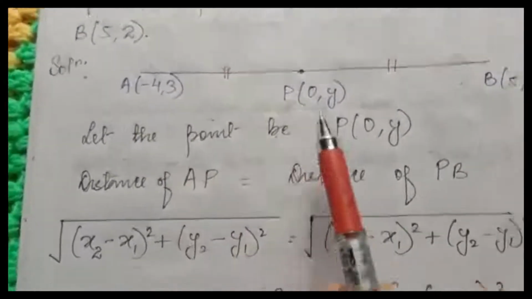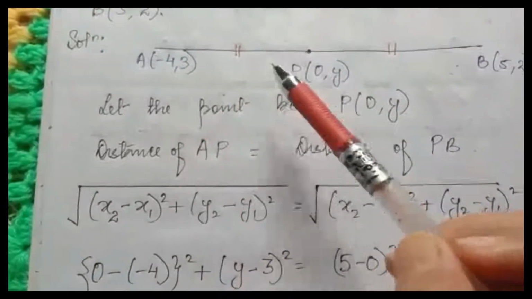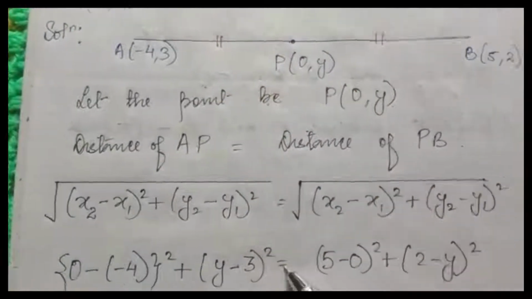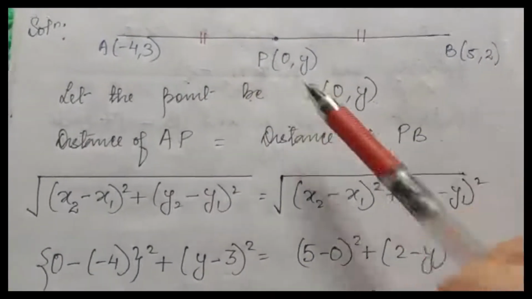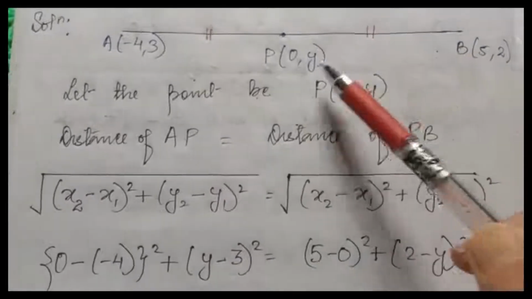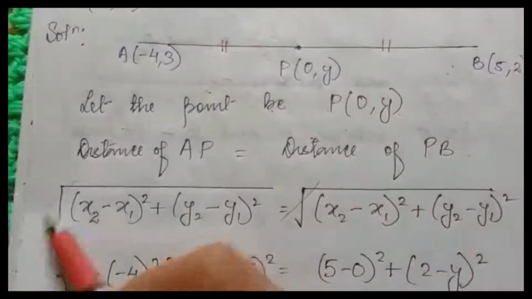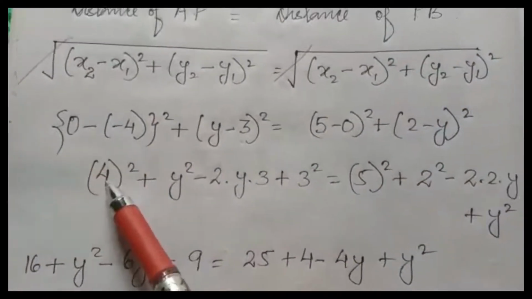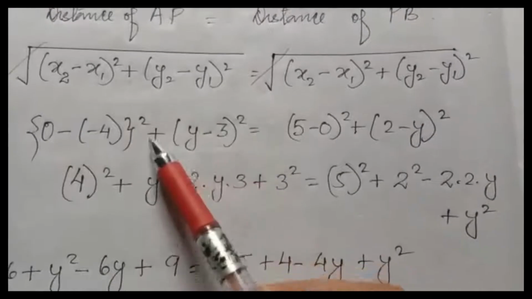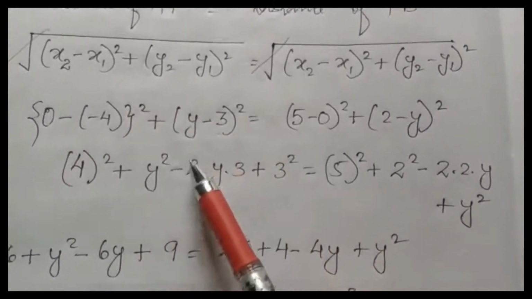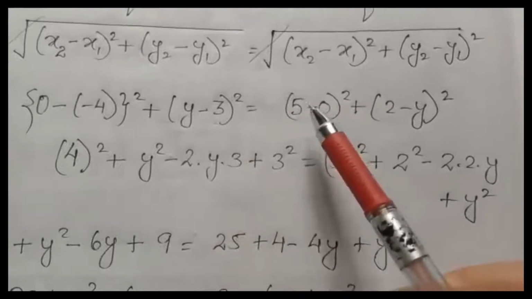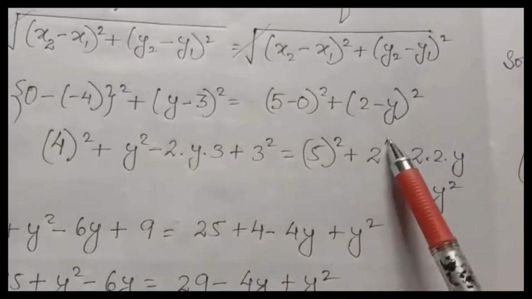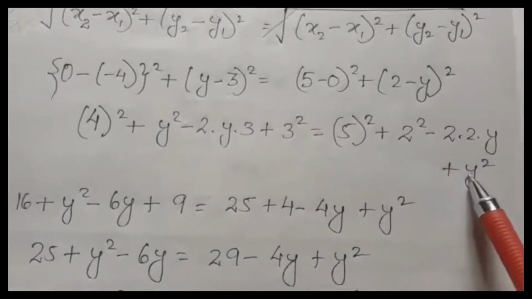So AP: square root of (0 minus (-4)) whole square plus (y minus 3) whole square is equal to, for PB, square root of (5 minus 0) whole square plus (2 minus y) whole square. First you cancel this root, the square root will cancel out. Then minus into minus plus, 4 square plus, here use the formula of (a minus b) whole square, a square minus 2ab plus b square. 5 minus 0 is 5, 5 whole square plus (a minus b) whole square, a square minus 2ab plus b square.